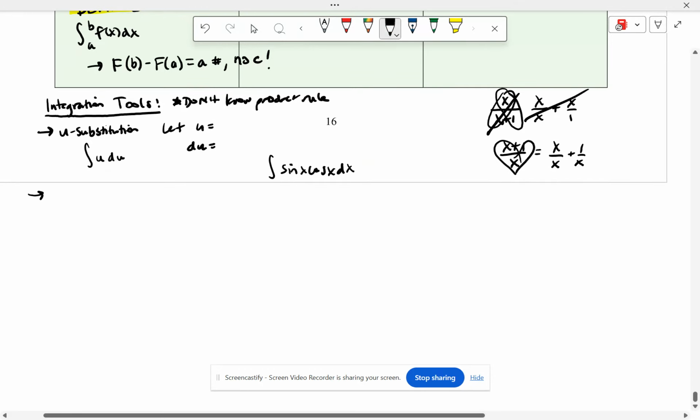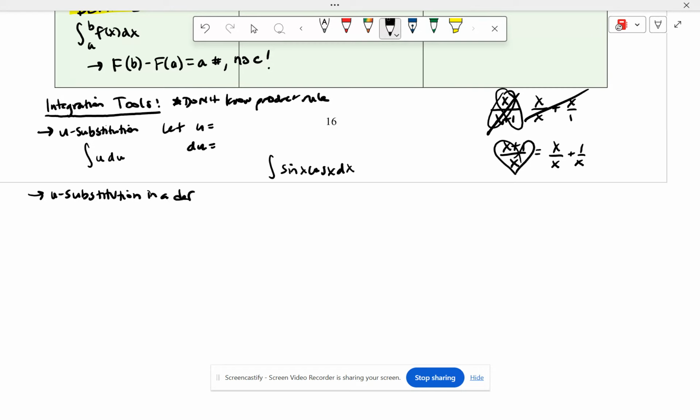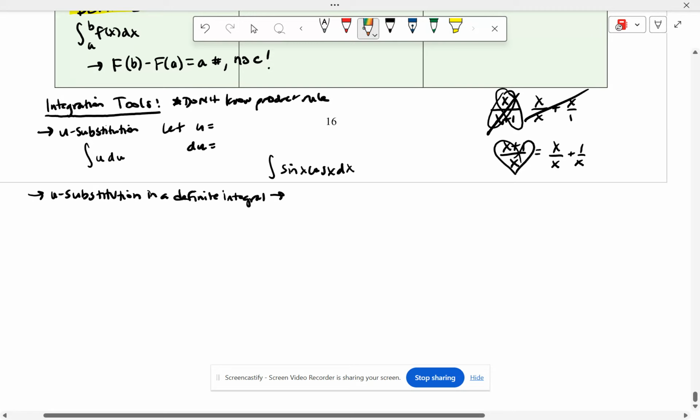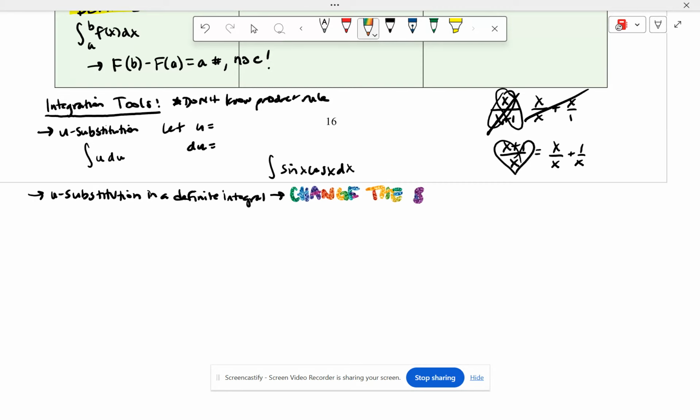When you have u substitution in a definite integral, what am I about to tell you? Change the bounds. Yes. You must change the bounds. Okay.